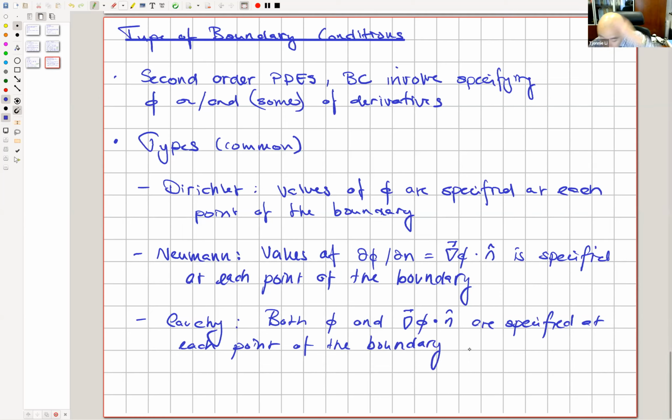Okay? This is just a little bit of technical jargon, but it is important if you want to take a look at a very formal structure in terms of the mathematics. We have got the Dirichlet conditions, the Neumann conditions, or the Cauchy class. See that the Cauchy class is more stringent, right? Both phi and the derivative of phi are defined with respect to the boundary.